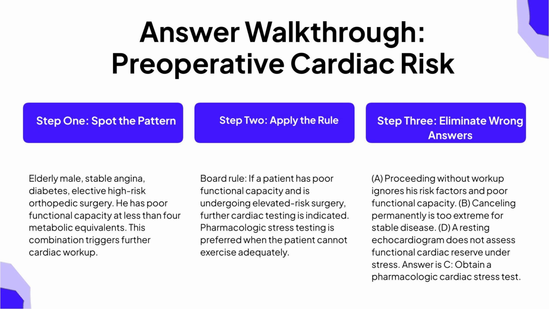Step 3. Eliminate the wrong answers. Proceeding without further workup ignores his significant risk factors. Cancelling the surgery permanently is too extreme for a patient with stable disease. A resting echocardiogram does not tell you about cardiac function under stress conditions, which is what you need to know before surgery. The answer is C. Obtain a pharmacologic cardiac stress test.